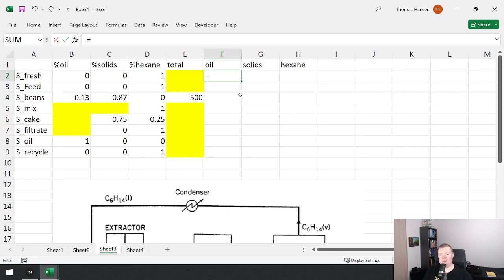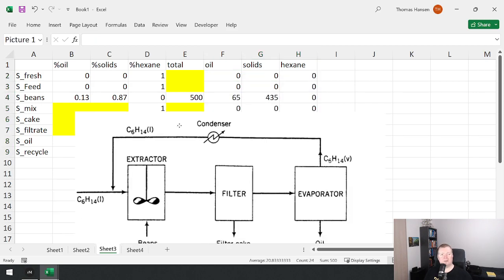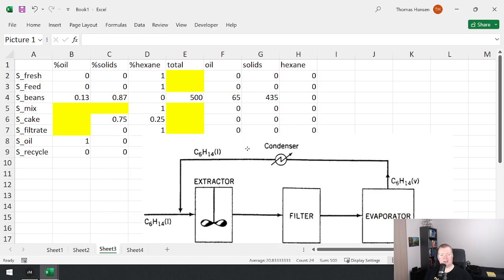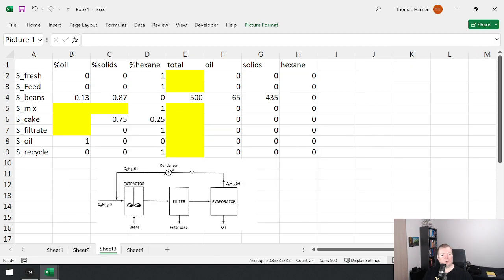and all of these I want to calculate by multiplying percentage with total mass, fill right and down, and then we have to start setting up our mass balances. Oh, this is going to be tricky. Let's see if I can make this a bit smaller. Hopefully you can still see what's going on.